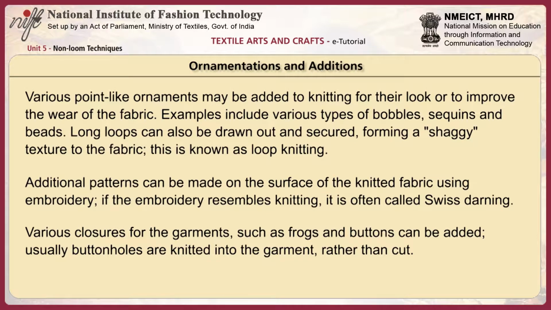Various point-like ornaments may be added to knitting for their look or to improve the wear of the fabric. Examples include various types of baubles, sequins, and beads. Long loops can also be drawn out and secured, forming a shaggy texture to the fabric. This is known as loop knitting. Additional patterns can be made on the surface of the knitted fabric using embroidery. If the embroidery resembles knitting, it is often called Swiss darning. Various closures for the garments, such as frogs and buttons, can be added. Usually, buttonholes are knitted into the garment rather than cut.